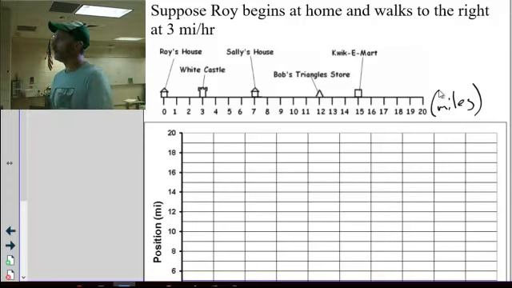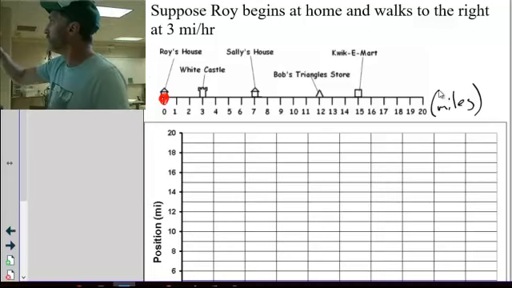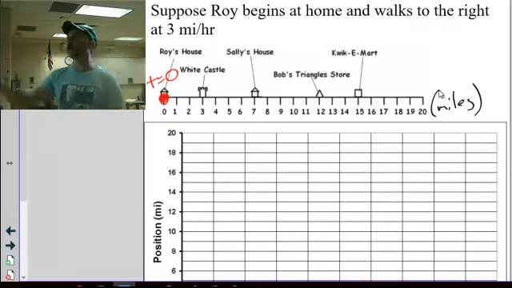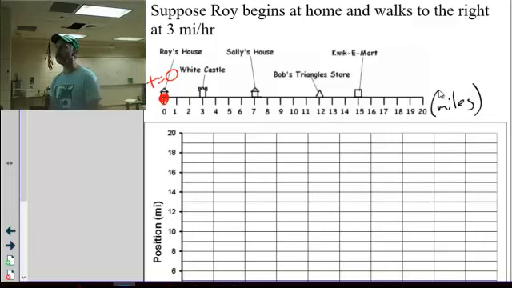So what that means is he's going to be right here when we start our clock, right? So we're standing there with a clock, a stopwatch. Roy leaves his house. We're like, ready, set, go. And we click start right when Roy begins walking. So t equals 0 represents the moment at which Roy begins walking. Okay. And he's going to go 3 miles per hour.